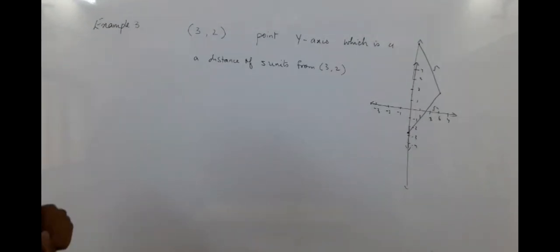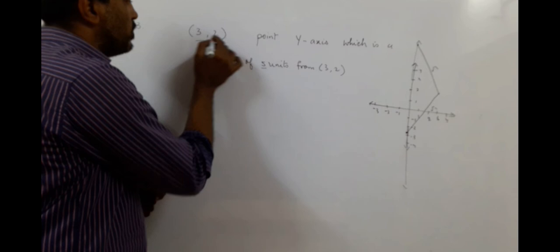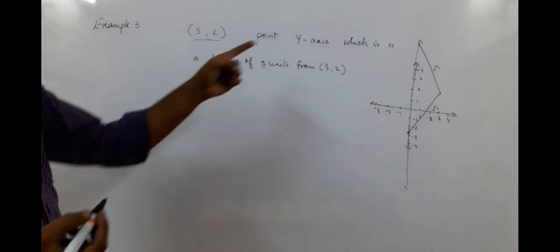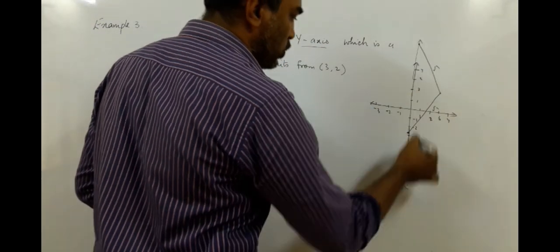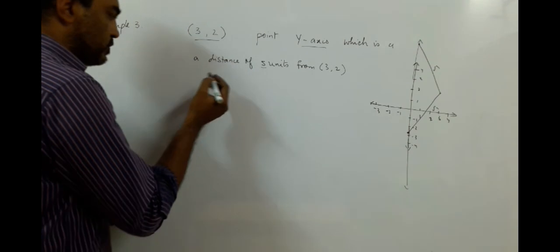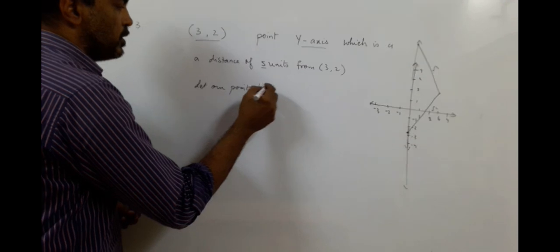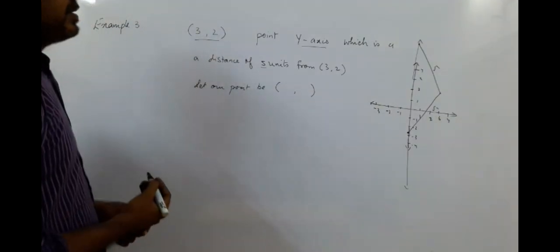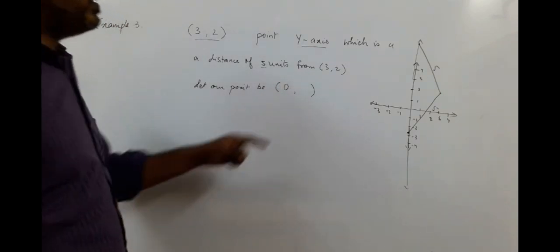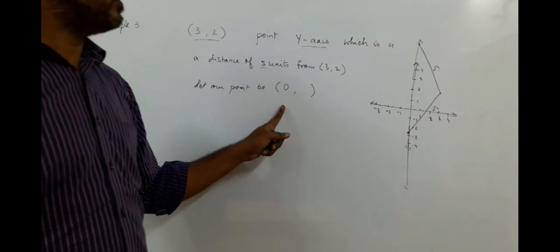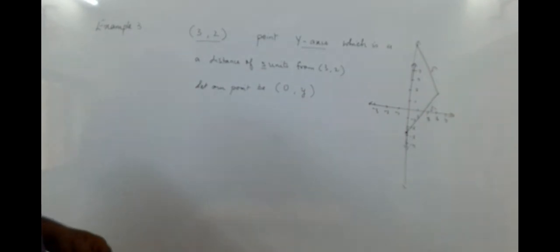Now look at the conditions given to you. Distance is given, 5 units. Coordinates of one point are given to you. The coordinates of the second point are not given, but a condition is given: the point is on the y-axis. Now you know, when there is any point on the y-axis, the x coordinate is 0. We have done this before. And the y coordinate we don't know, so let us take it y.